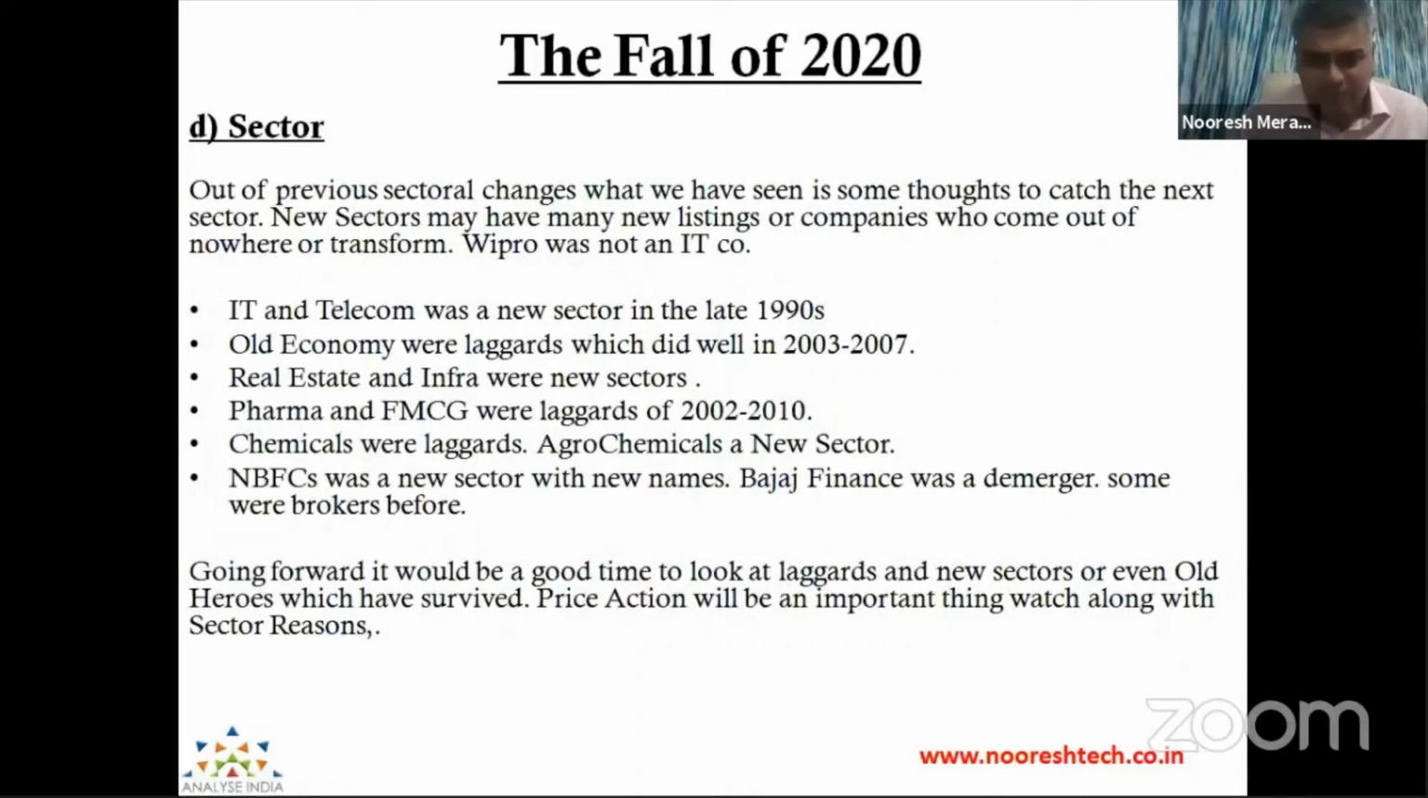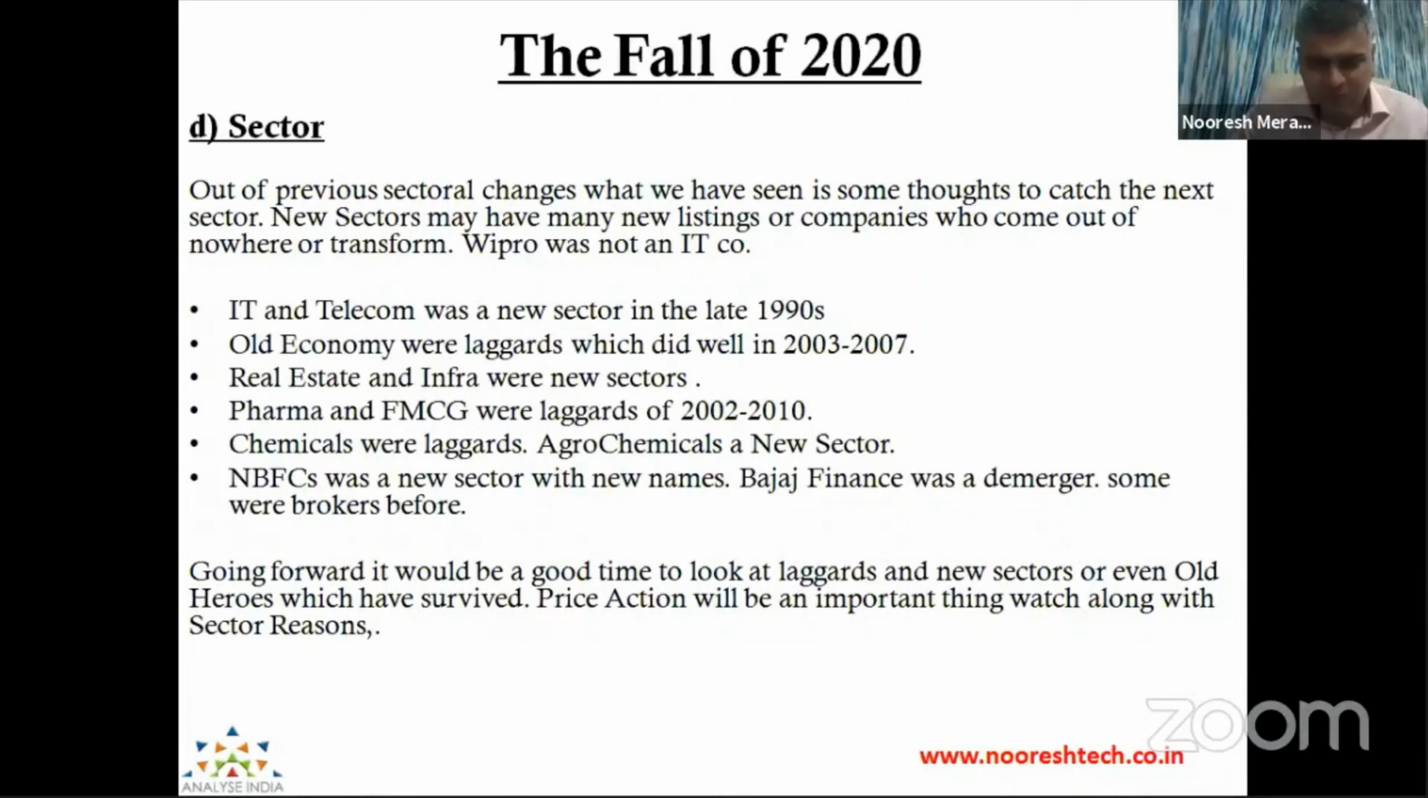So the sectoral changes. Going forward, what do we need to see? Now going forward, our assumption is either the laggards or new sectors come in. So for example, let us look at the history.